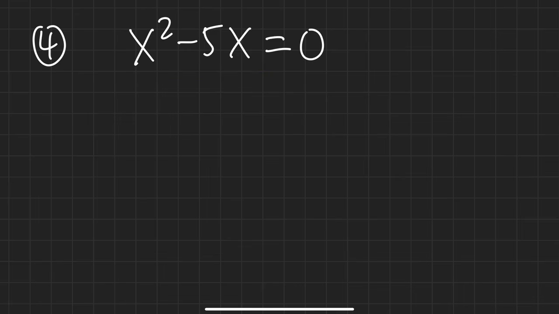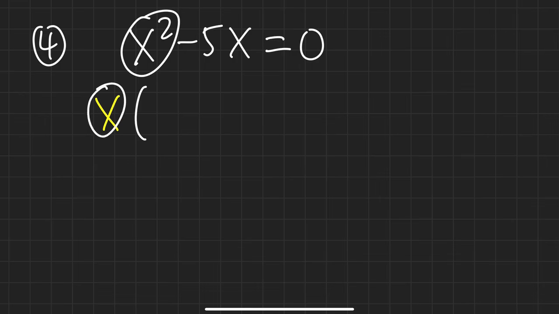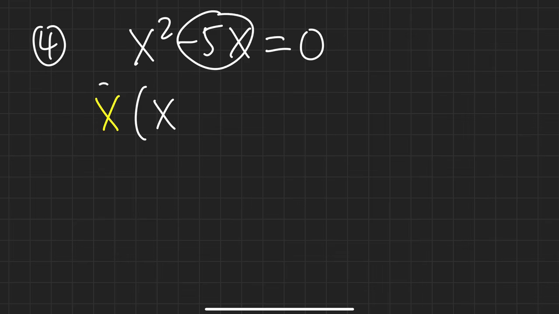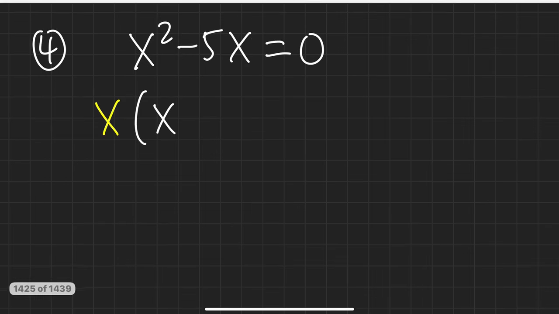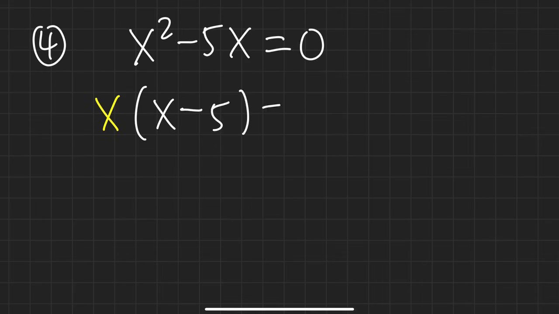Here, we have x squared. Here, we have x to the first power. We can factor out the common factor x. So take x squared divided by x. We will have x left right here. Take negative 5x divided by x. We will have the minus 5 left right here. So we just have to factor out the greatest common factor. In this case, it's just an x.